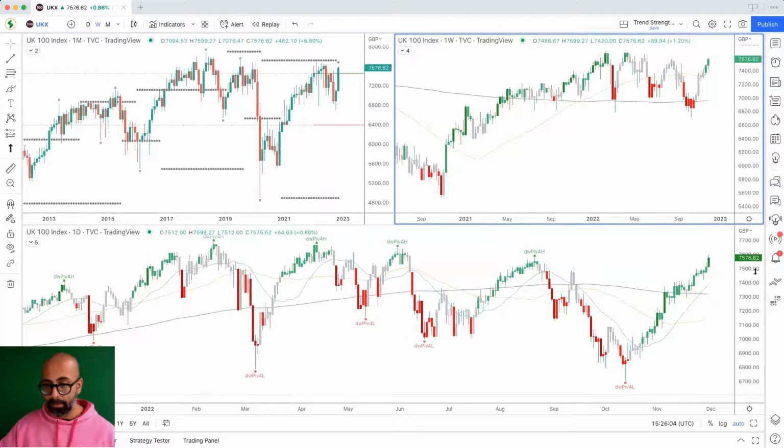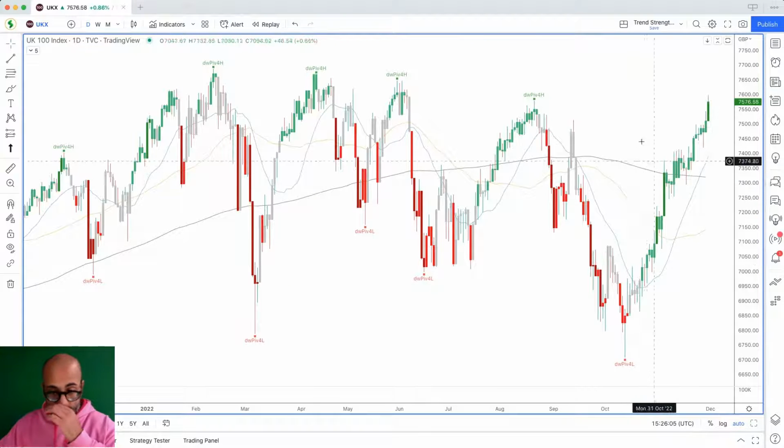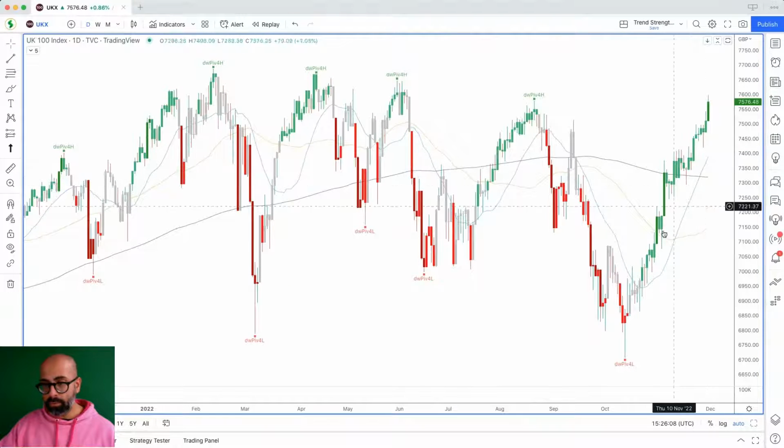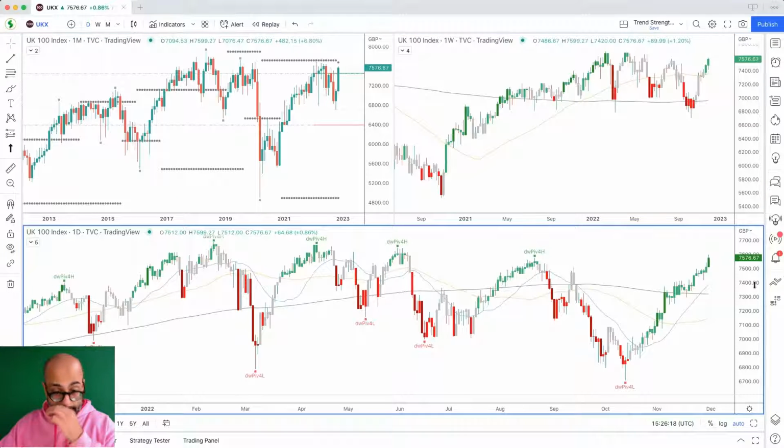Remains to be seen. Also on the daily time frame, if you look at what's happening, price above the 200 moving average, the trend filter is green. Strong day today, which has continued this bullish momentum. So we are in a bullish trend on the FTSE 100. It's just a case now of how far this bullish momentum will take price.